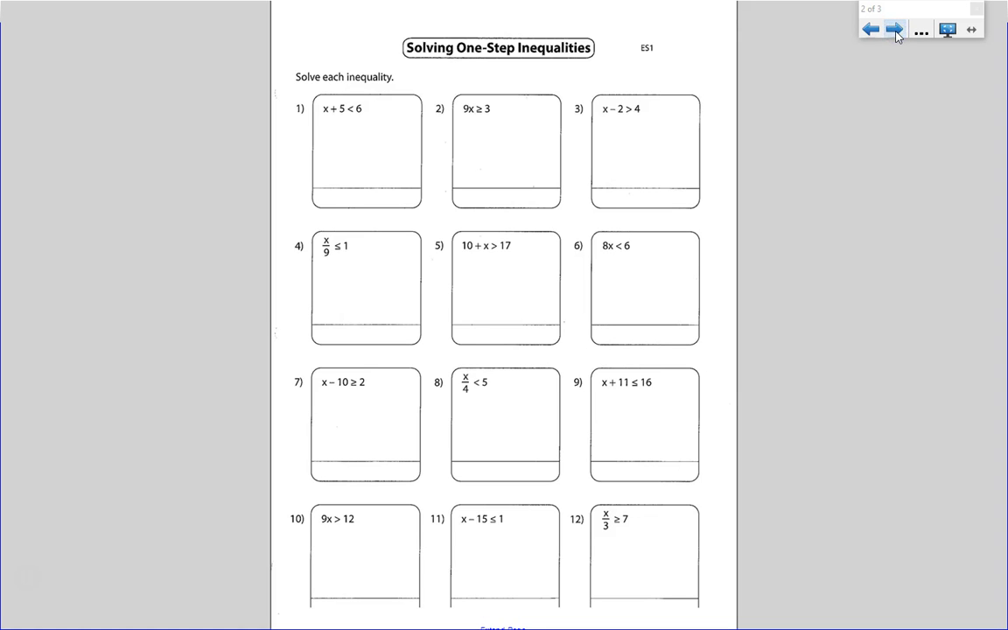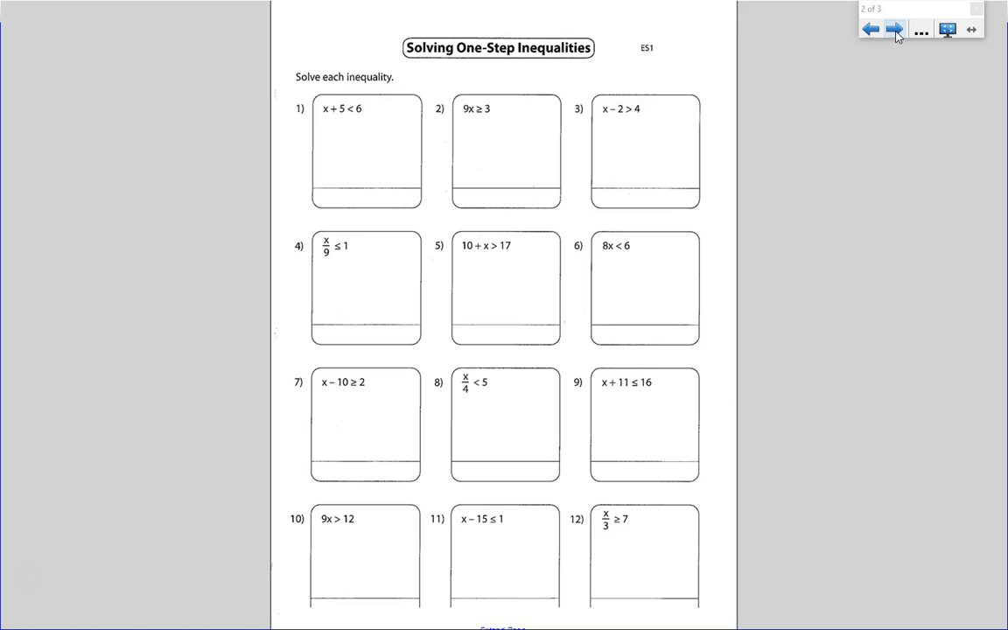If you will have your teacher now pass out the solving one-step inequalities page that looks like this. We're going to go through, and you'll notice some of the problems we actually just worked, but instead of having an equal sign, we're going to see the symbols that we learned yesterday: the less than sign, the greater than sign, the less than or equal to sign, or the greater than or equal to sign.